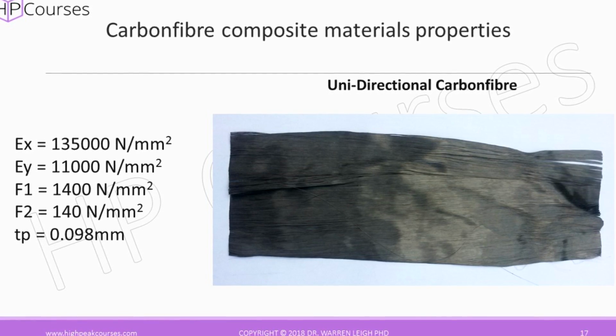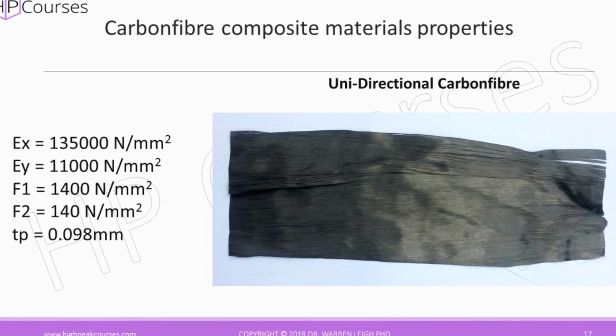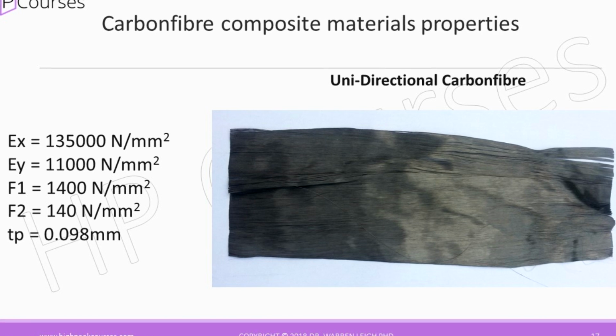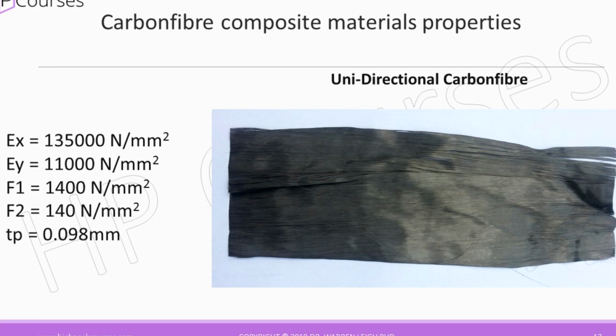The ultimate strength of the unidirectional carbon fibre in direction 1 is 1,400 newtons per millimetre squared. The ultimate strength in y direction 2 is 140 newtons per millimetre squared. The thickness per layer in CSAMs is given as 0.098 millimetres. For the carbon fibre composite properties, we will use CSAMs.